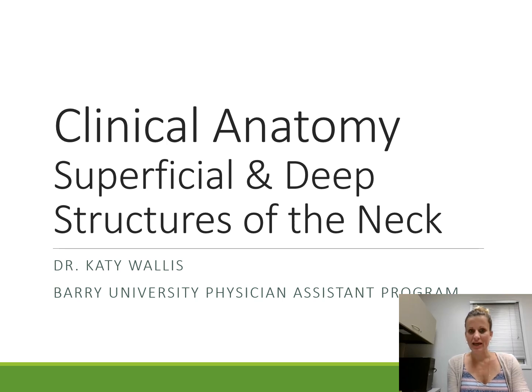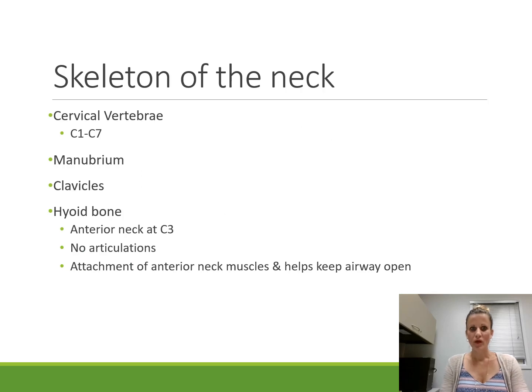Welcome to the Clinical Anatomy Section 2, which is going to be on the structures of the head and the neck. We'll start with the neck. The skeleton of the neck is formed by the 7 cervical vertebrae in the back, in the front, the manubrium, the very top of the sternum, and then the clavicles, going back from the manubrium to the scapula in the back, and the hyoid bone.